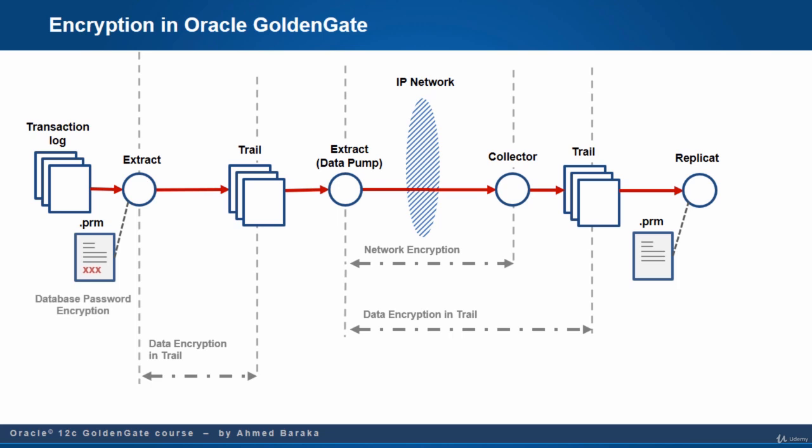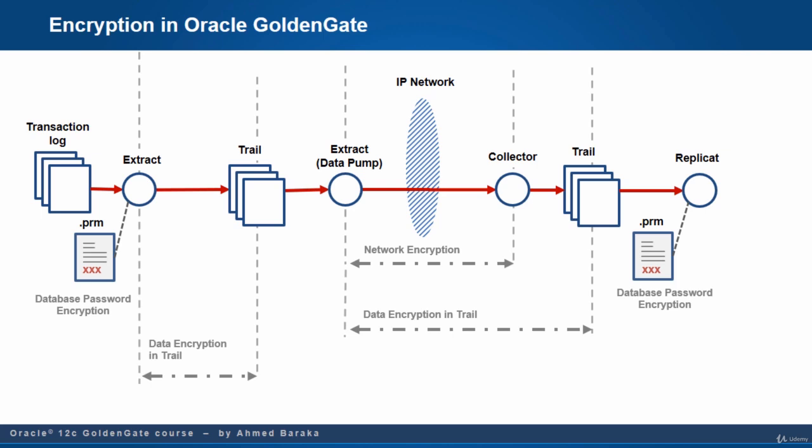Another encryption option you have in Oracle GoldenGate is to encrypt the credential it uses to connect to the database. In this case, the extract process reads the encrypted password and then deciphers it to connect to the database. The same applies to the replicate process. It can read an encrypted credential and then decrypt it to connect to the target database.